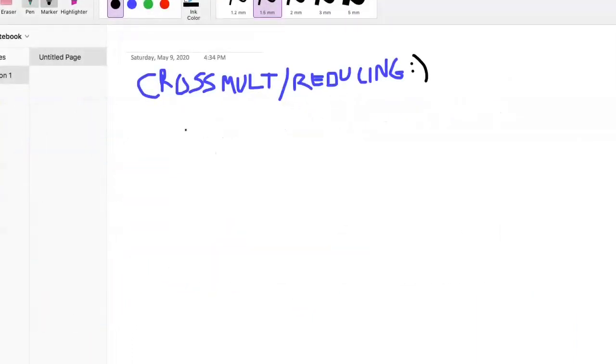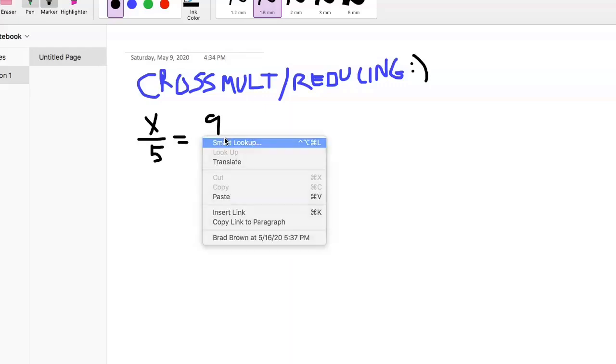All right, guys, let's take a look at cross multiplying and reducing fractions. This can show up on quite a few different little questions and sections. So we start off, we go x over 5 equals 9 over 15. They want you to solve for x.